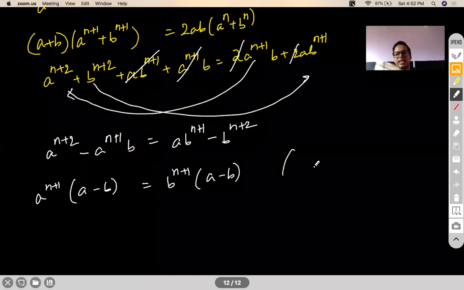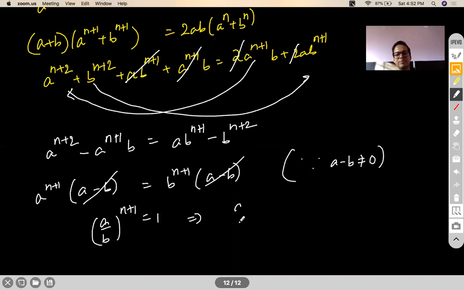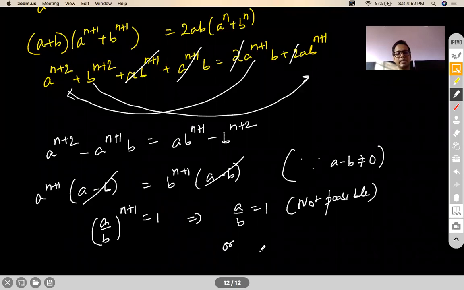And now since A minus B is not equal to 0, you can cancel this off, giving you (A by B) to the power n plus 1 as 1, which implies either A by B could be 1, but this is not possible because A is not equal to B, or you can have n plus 1 equal to 0, which means n could be minus 1.